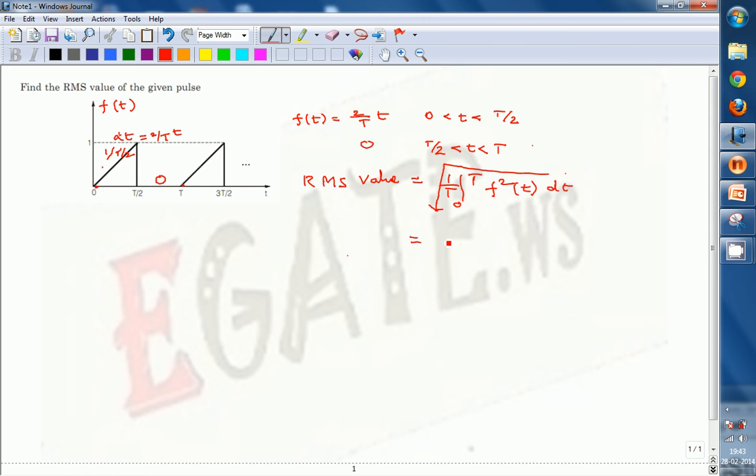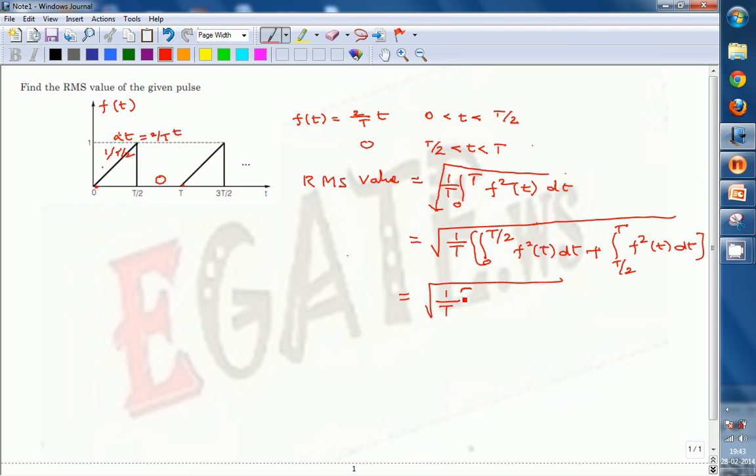So this is obtained as the square root of 1 by T integral 0 to T f square of t, which is nothing but we need to divide this integration over 0 to T by 2 f square of t dt plus integral T by 2 to T f square of t dt, under the square root.